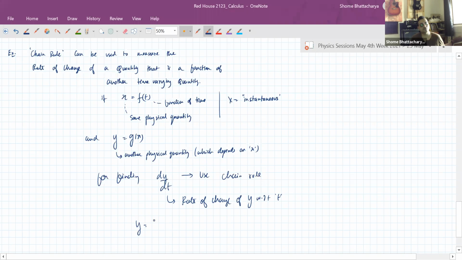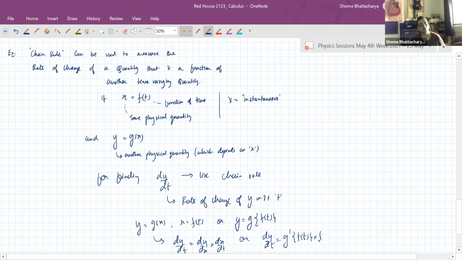Okay, so y is a function of x, and x is a function of time, or y is a function of time. So dy by dt will be expressed as dy by dx into dx by dt. Or it will become g prime of f of t multiplied by f prime.